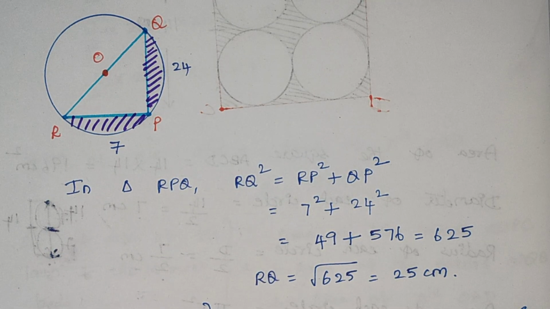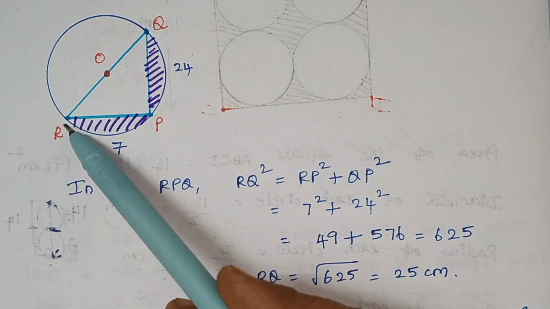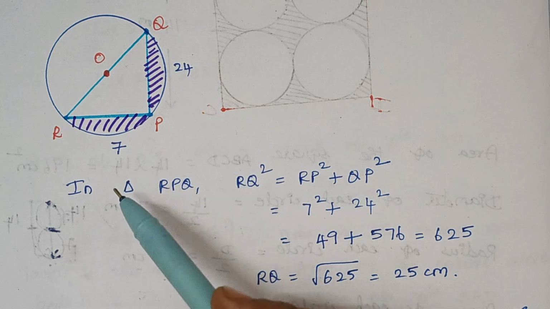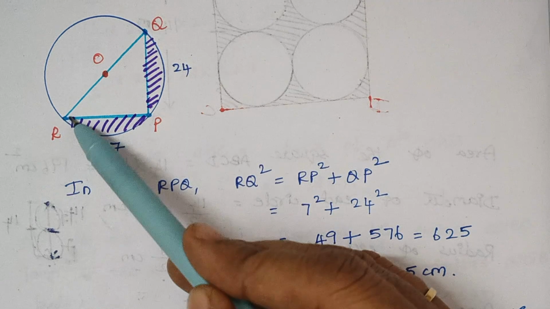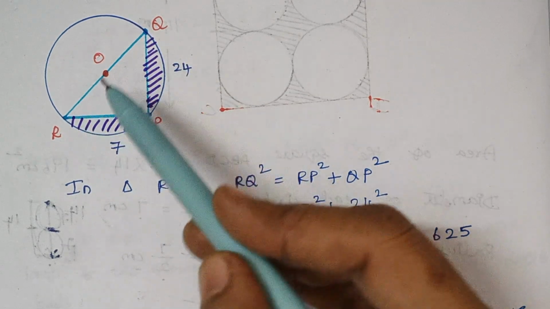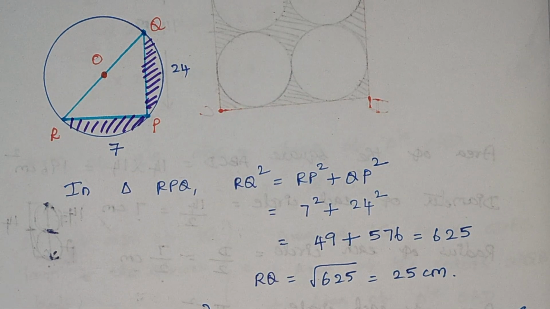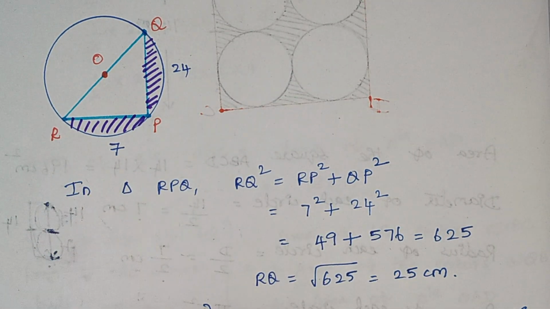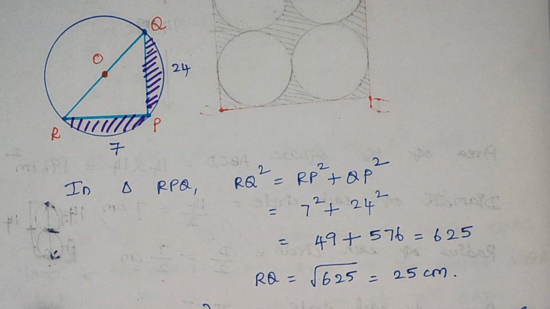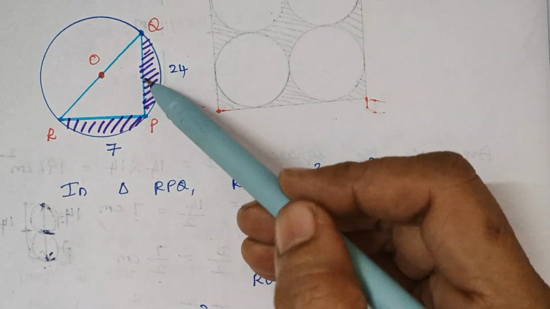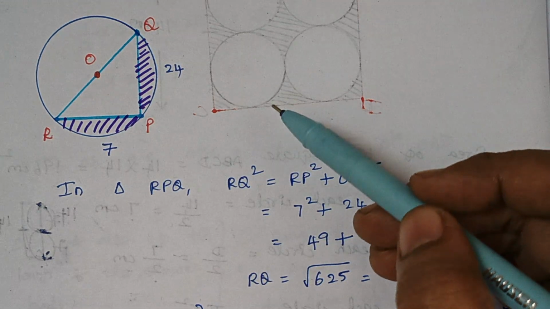Now we have calculated the value of RQ. So how do we calculate the radius of the given circle? For this circle, you see this is a diameter. When you divide it by 2, we get our radius. Therefore, the radius of the circle will be 25 by 2. Again, when you observe closely, you see this is a semicircle. Yes, right?